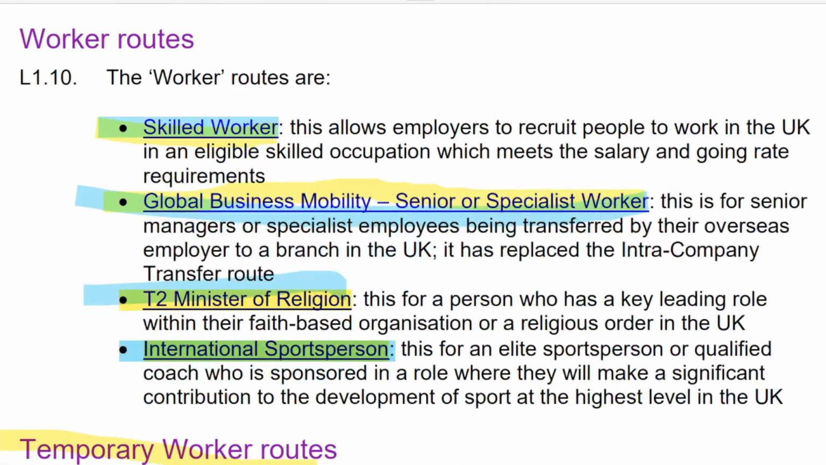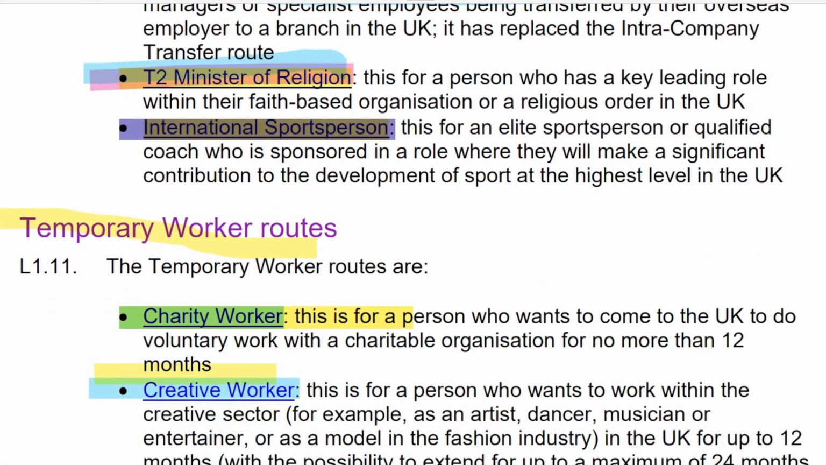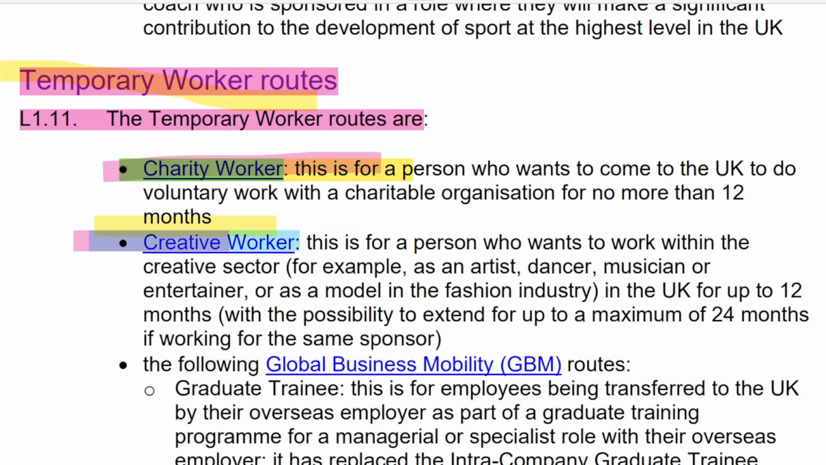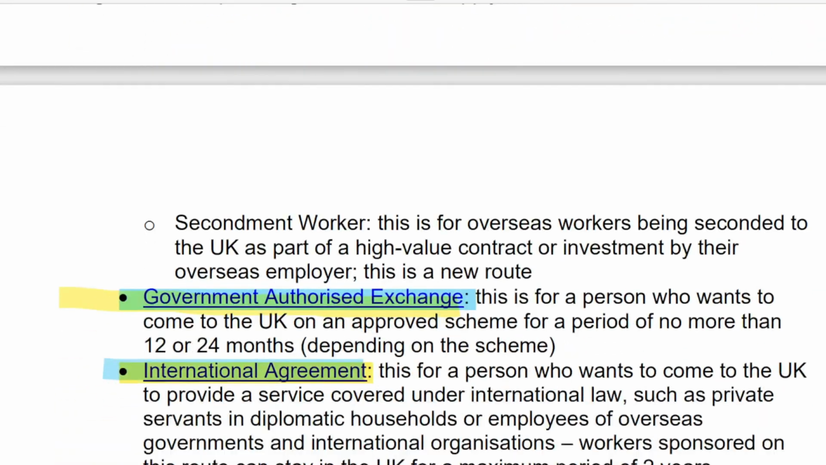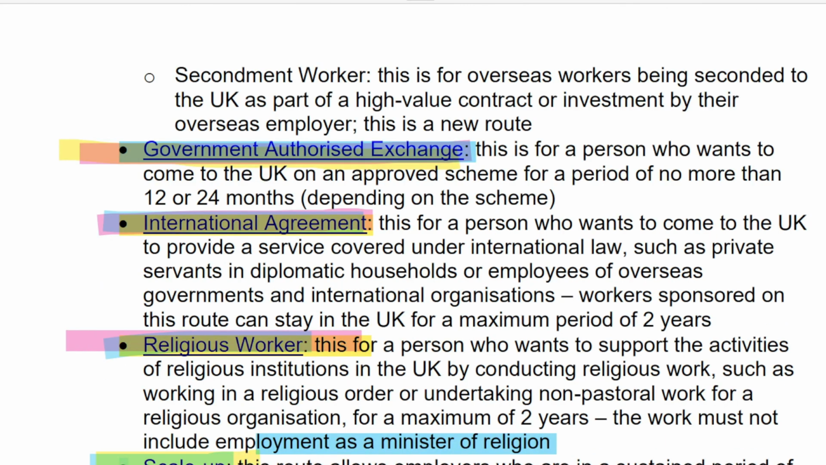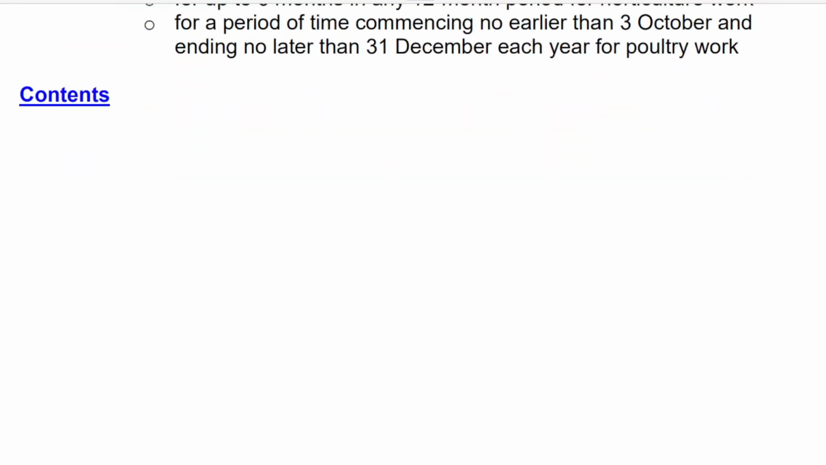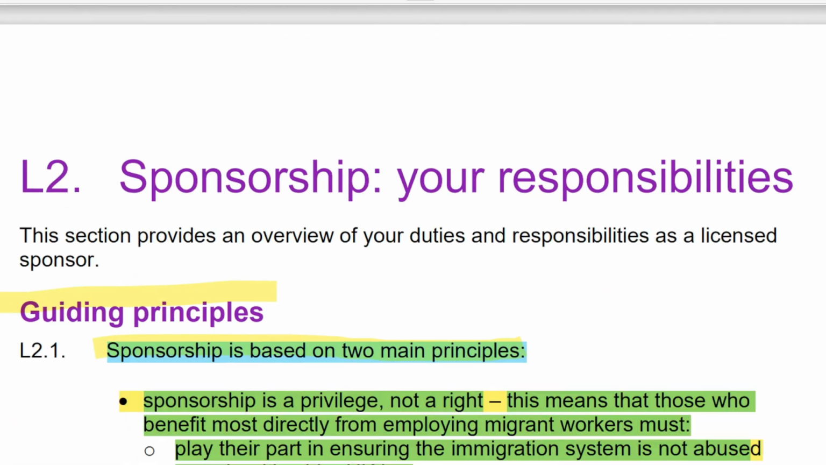Now, what do we mean by worker routes? When we talk about worker routes, we are talking about skilled worker, global business mobility, senior or specialist worker, tier 2 minister of religion, international sportsperson. These are worker routes. And when we talk about temporary worker routes, we are discussing charity worker, creative worker, government authorized exchange and international agreement, religious workers, scale-up, and seasonal workers. They are all considered temporary worker routes. So you can apply for both of them.